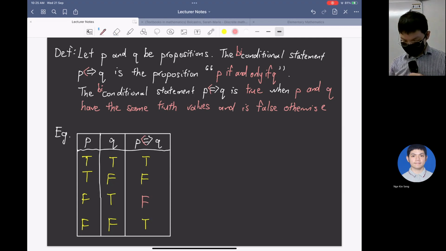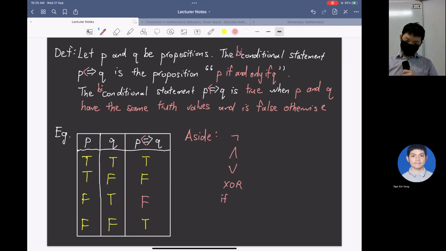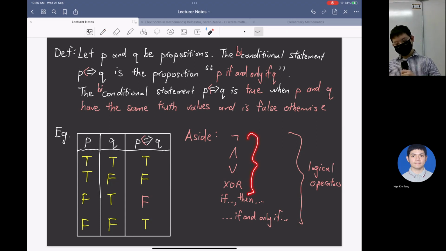Definition, not definition. Maybe I just do some remark here. So the negation, the NOT, the OR, the XOR, maybe include the if-then. There are a few ways to say it differently. And also if and only if. Sometimes these are called the logical operators. Some books only include up to XOR, but some books include all of them. But never mind, we just say that they are under the category of logical operators.